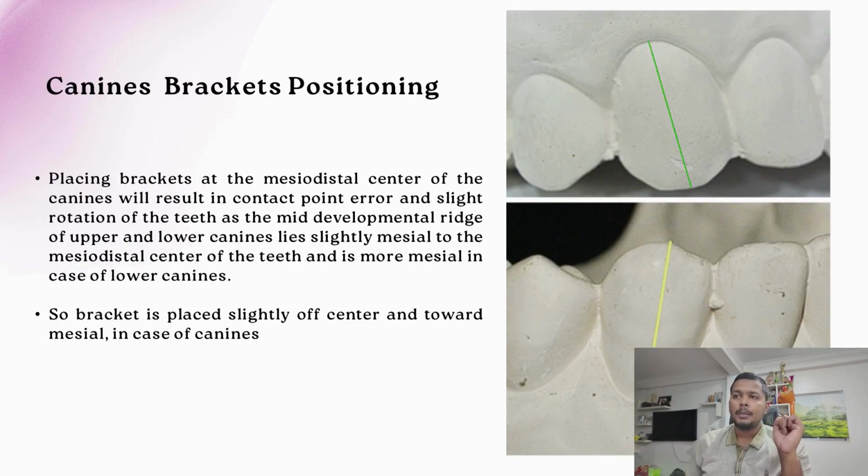So for the canines, placing the brackets at the mesiodistal center of the canines will result in a contact point error and slight rotation of the teeth, because the mid-developmental ridge of the upper and lower canines lies slightly mesial to the mesiodistal center of the teeth. So basically we have to place a little bit on the mesial side of the canines, when we're placing on the lower canines. So the bracket is placed slightly off center and towards the mesial in the case of canine bracket positioning.